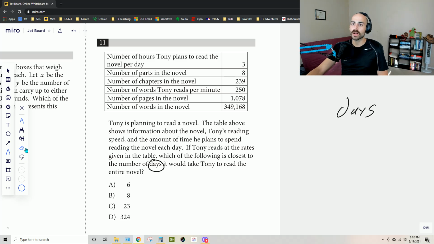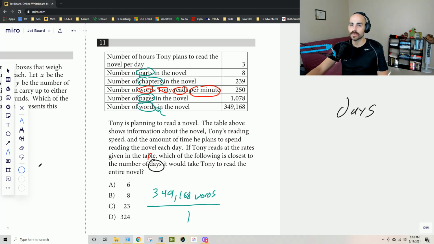And now we think about what's going to be our given. What's the first value we work with? Well, if we think about all the different totals that they're giving us, like total words in the novel, total pages in the novel, total chapters in the novel, parts in the novel, which one of these is the most important? Well, it would be words that we want to use, because what we see later on is that we're given a rate of words Tony reads per minute. So that's going to allow us to eliminate words and transition us from the unit words into time. And I'll reiterate that when we get there. So our given is 349,168 words. And that's it.